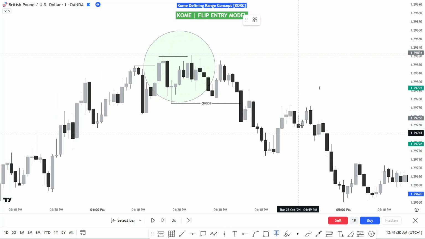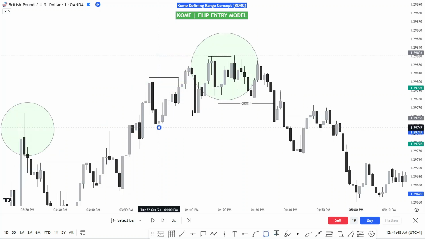Take note. Let's look for our flip zone now. Price kept pushing to the upside, right? So we saw price going up and did what? After price went up, we saw mitigation of this zone. All right, same thing happened here. Pushed up, mitigation of the zone.